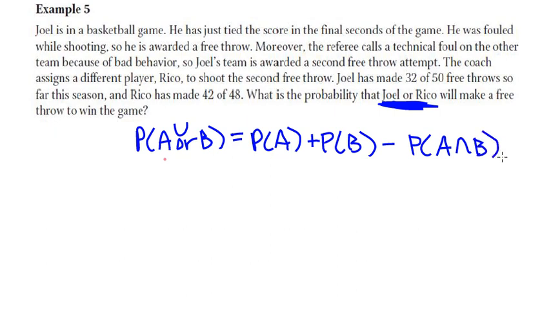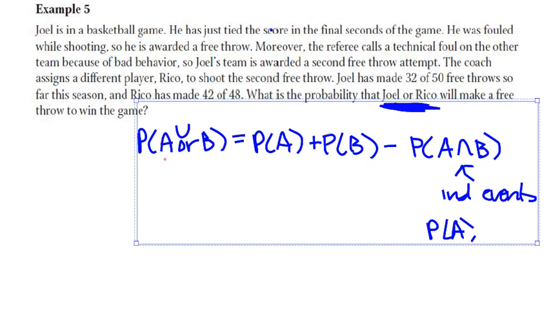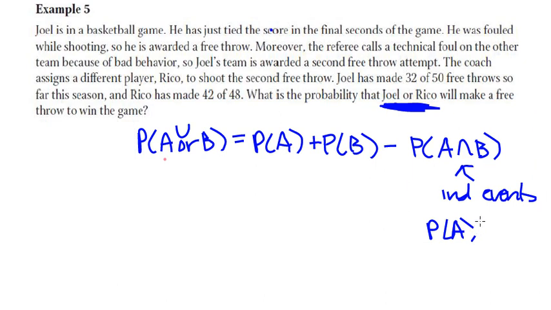minus the probability of A and B. Now we know that the probability of A and B, with independent events, is the probability of A times the probability of B. Here we're talking about two different people, so technically we can consider their free throw abilities to be independent events.